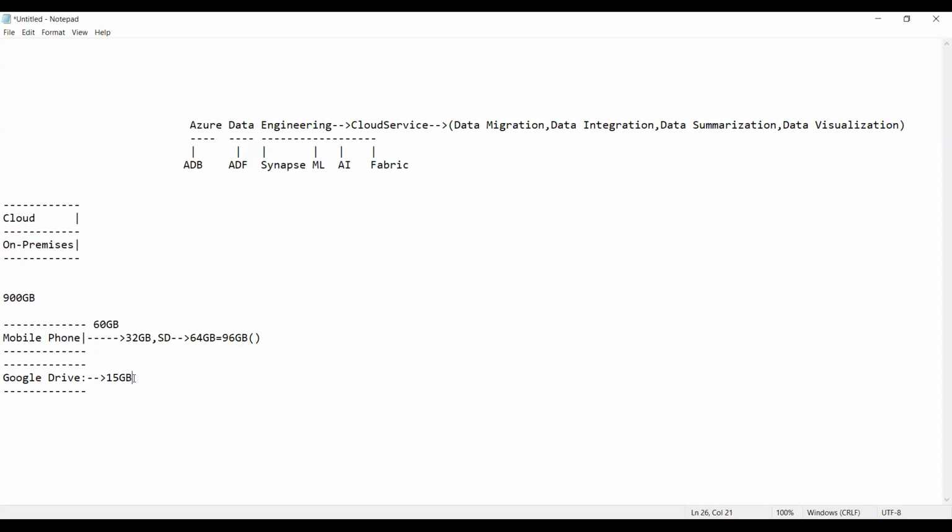Now, rather than buying these SD cards and storing data on the mobile phone, you buy a mobile phone with 32 GB and now buy a Google Drive of 1 TB. Now you can store the whole data, whatever you want, in this Google Drive. And in case you lose your mobile phone, the Google Drive data can be retrieved back at any point of time with a new device. Am I right or not, everyone?